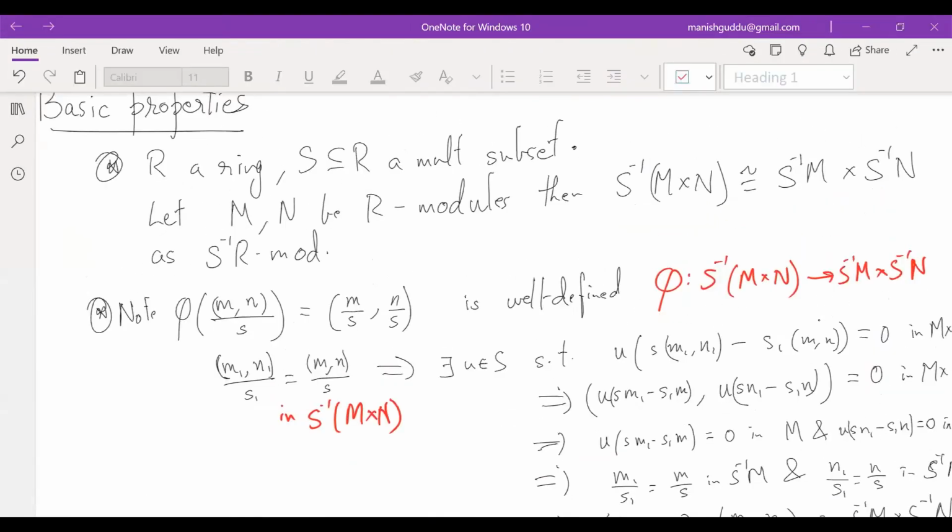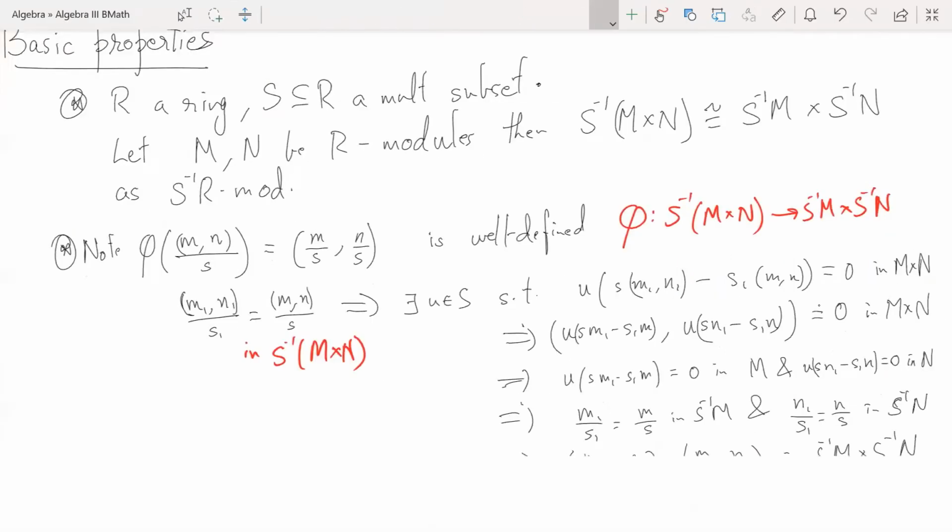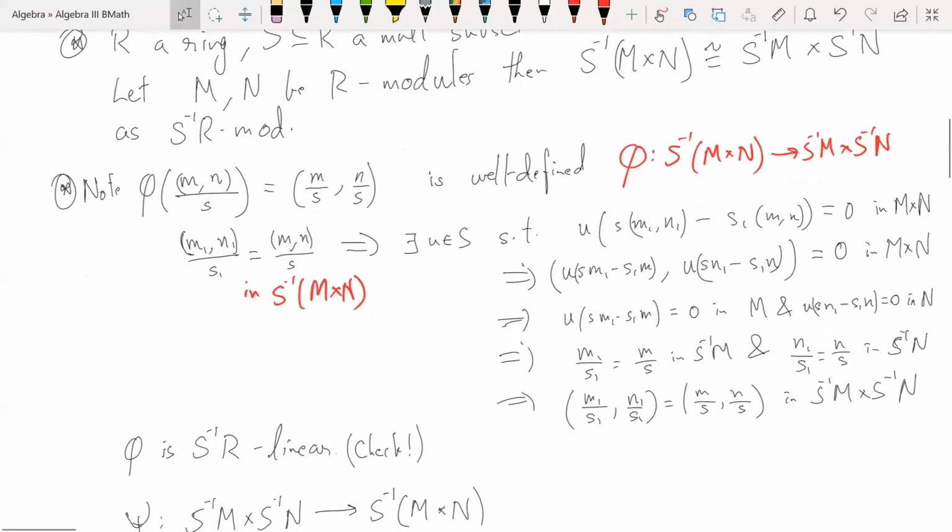Does this make sense, everyone? It's a straightforward check, but one has to do it because we are defining things in terms of representatives. Hence we get that the pair m1 over s1 comma n1 over s1 is the same as m over s comma n over s in the product. So phi is well defined, and similarly you check that phi is S inverse R linear. This is also not difficult. The point is everything is component wise, so you just have to do things component wise.